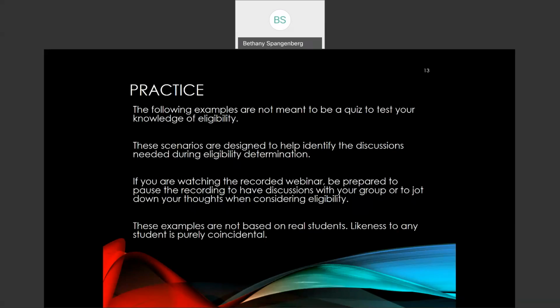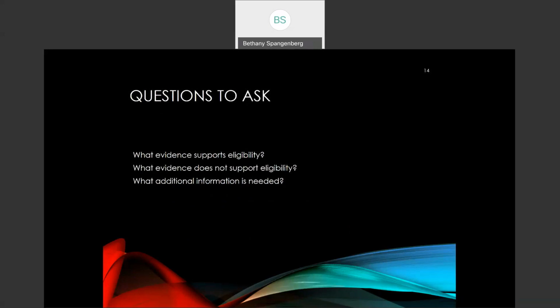These examples are not based on real students. Likeness to any student is purely coincidental. As we look at each example, ask, what evidence supports eligibility? What evidence does not support eligibility? And what additional information is needed before eligibility can be determined?